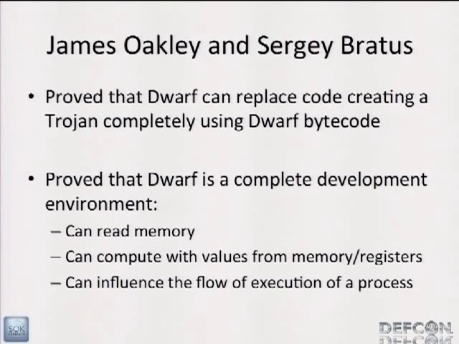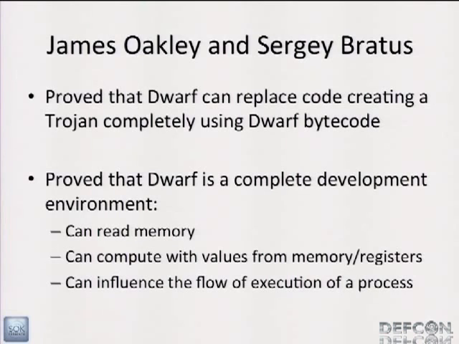So basically, James and Sergey, in the research they did previously, proved that by replacing this bytecode, they can do any kind of computation. That basically gives them a complete Trojan, as mentioned, that does not change the assembly language of the binary itself. They proved that DWARF is a complete environment for programming. It can read memory, compute values, and influence the flow of execution. Of course, those are all the requirements we want in order to replace our shellcode with DWARF bytecode, right?